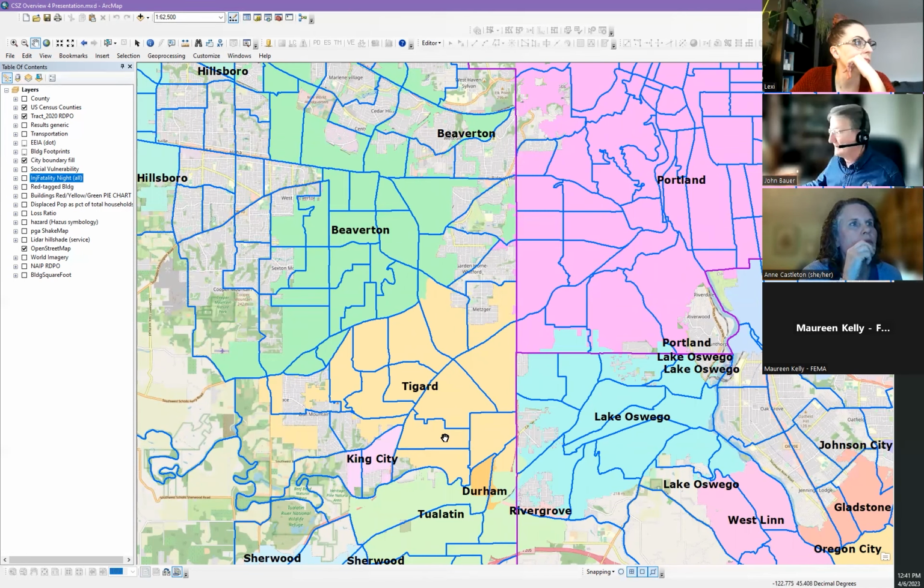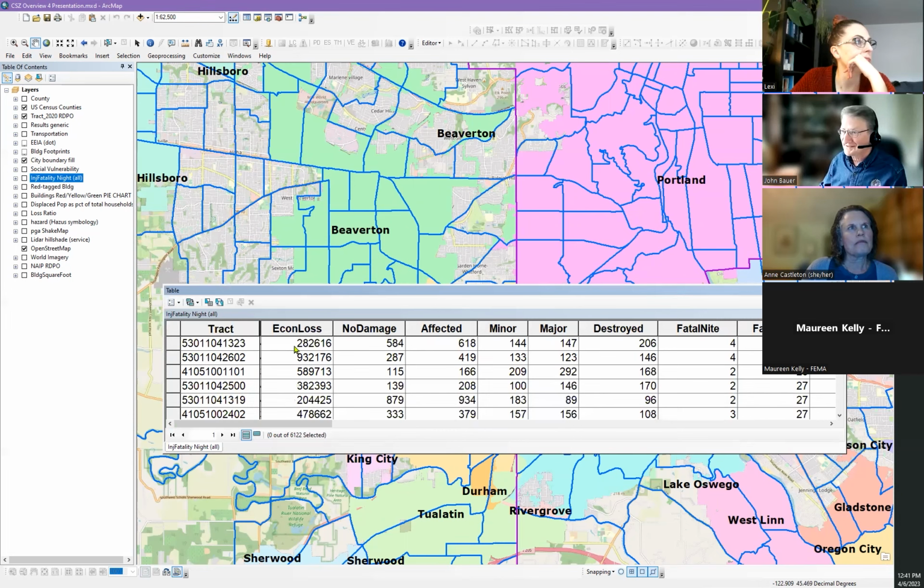To show you the tabular data that comes out, here are your tracts. This is census tract naming. And then here are the various numbers associated with that particular census tract. Remember the no damage, affected, minor, major, destroyed, the fatal night, fatal day. So those are available at that census tract level.